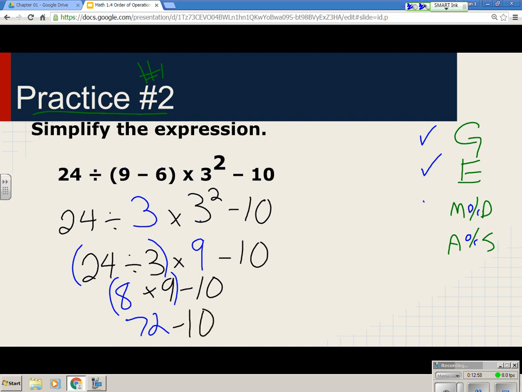Okay, now we're done with multiplication or division. We had 2 of them. We had to make sure we did them in the right order. And now all we have left is a subtraction. So 72 minus 10 gives you 62.